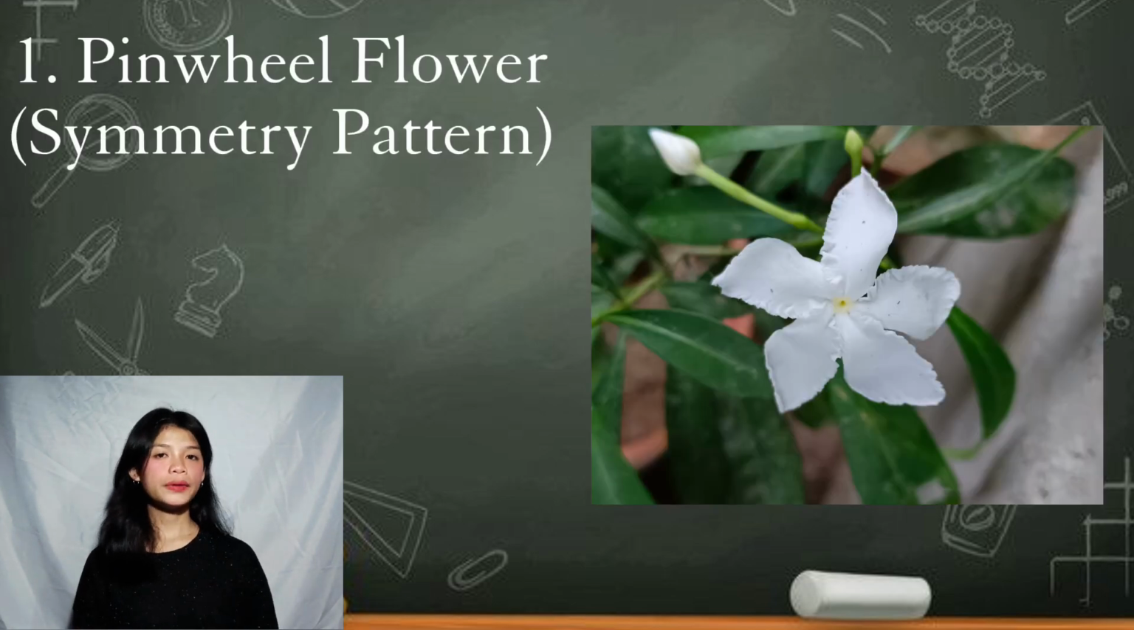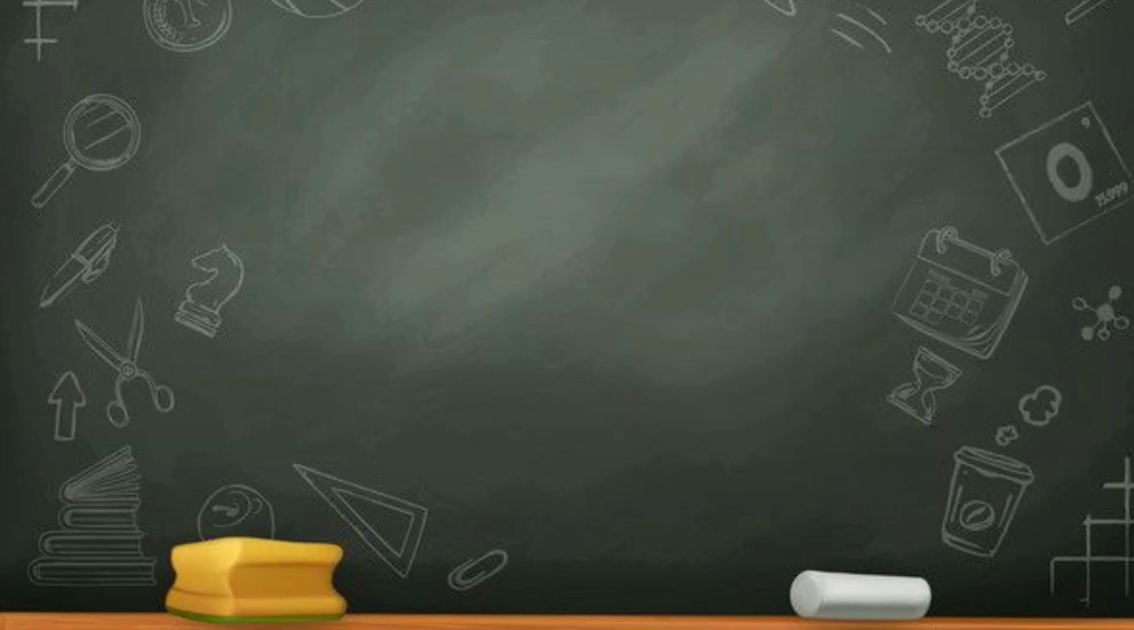Number 1. Pinwheel flower is an example of symmetry. Symmetry is when an object looks the same after being flipped, rotated, or reflected. The pinwheel flower exhibits rotational symmetry, meaning its petals look identical when rotated around its center.